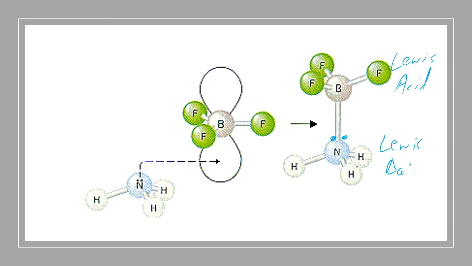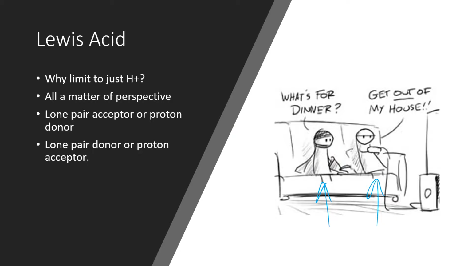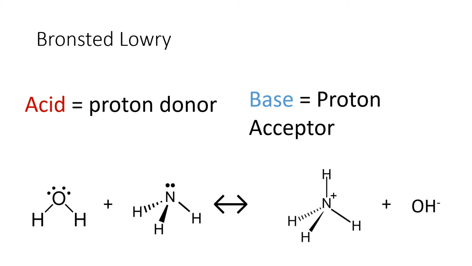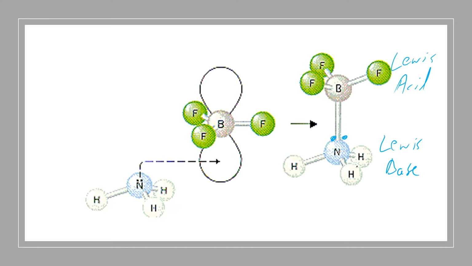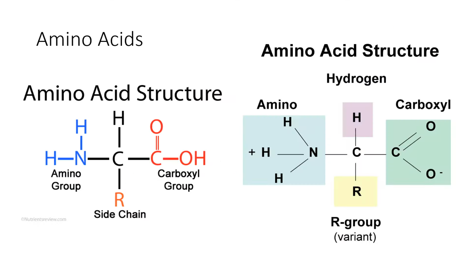So basically what Lewis said was, why does it have to be a proton that sits on those electrons? That's what Bronsted-Lowry said: protons have to sit up here and do this. What Lewis said is, what if it's just anything? So anything that sits and occupies electrons is called a Lewis acid, which should be drawn in red, and anything that gives those electrons away is a Lewis base.